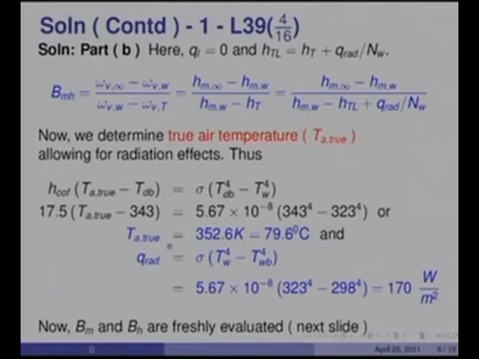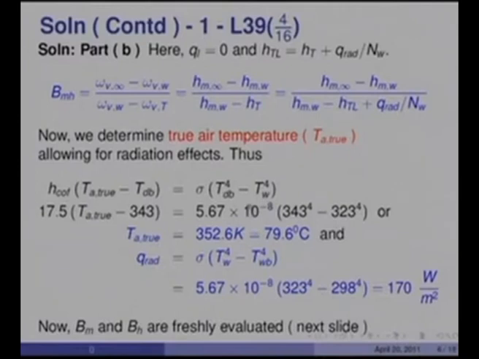Correspondingly then, what would be the Q rad? Q rad at the wet bulb thermometer will be sigma into Tw raised to 4 minus T wet bulb raised to 4, and that would be equal to 5.67 into 10 raised to minus 8 into 323 raised to 4 minus 298 raised to 4, which is wet bulb temperature of 25 degrees, and that will give you 170 watts per meter square.